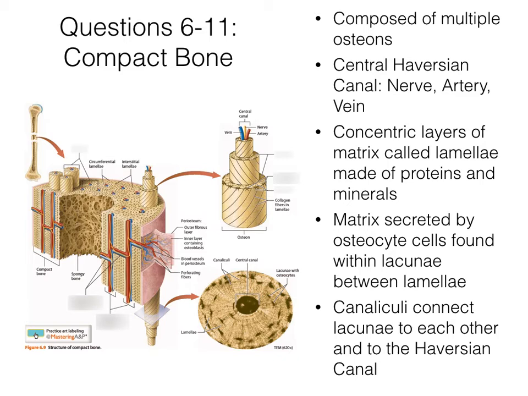Okay, so these cells still need to be able to communicate with your circulatory system and your nervous system. Okay, so there are little canaliculi that connect the cells within different lacunae to each other and back to the Haversian canal.